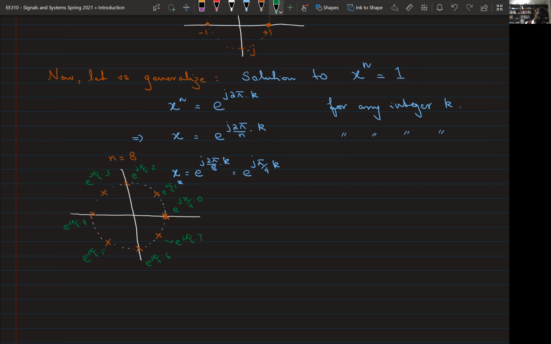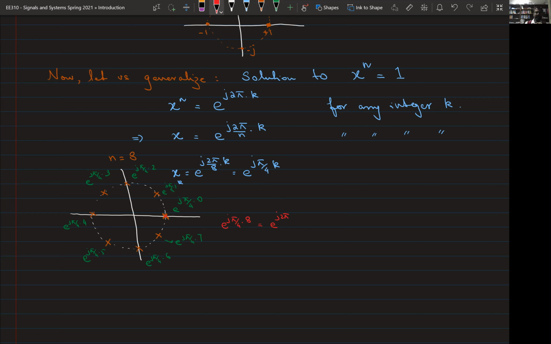And when you get e raised to j pi by 4 times 8, if I look at this a little bit closely, this is e raised to j times 2 pi, which is actually nothing but this point here, which was on the x axis.